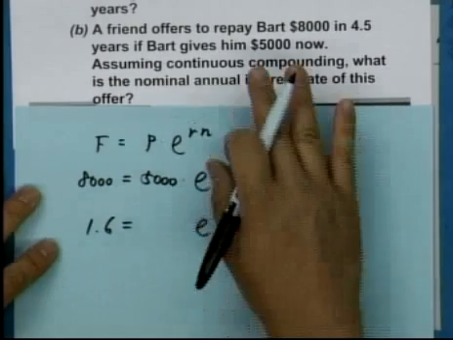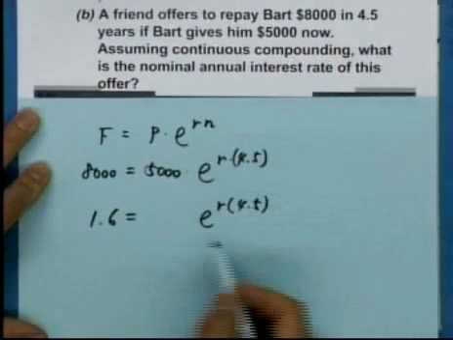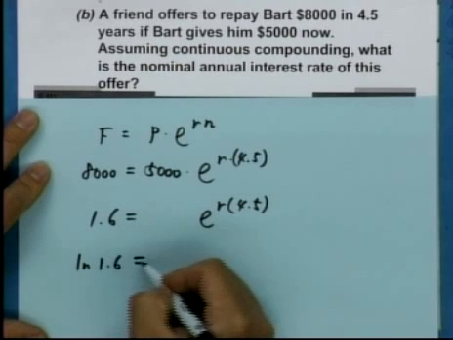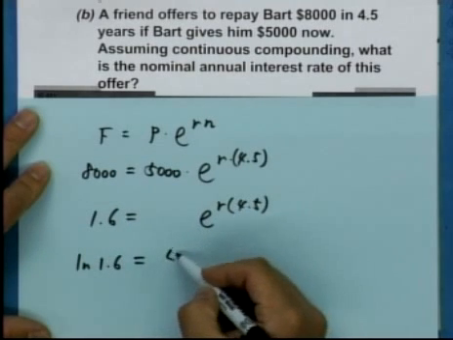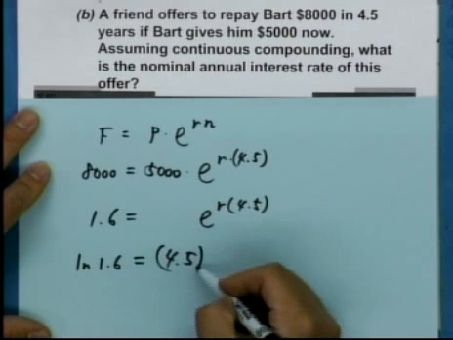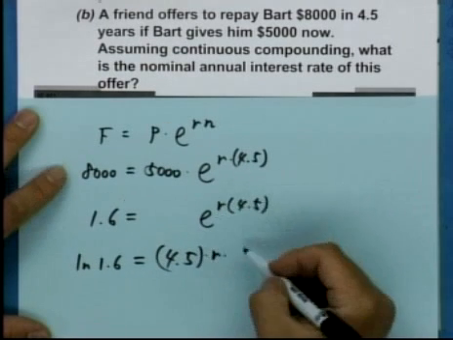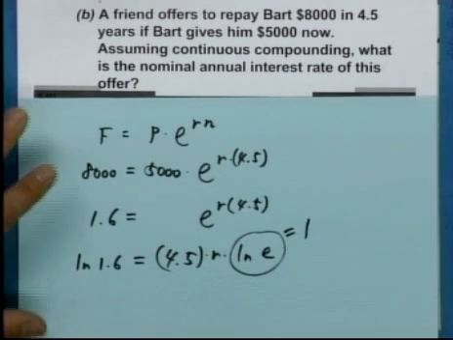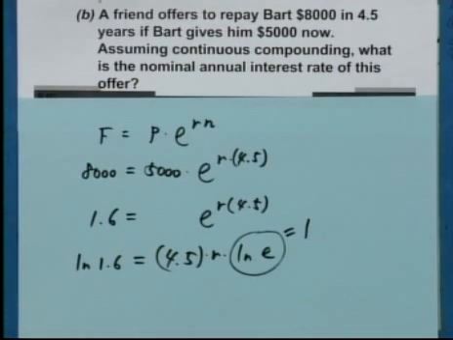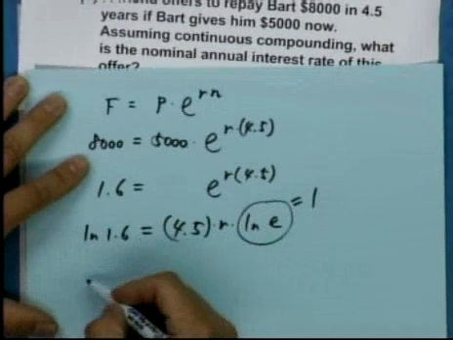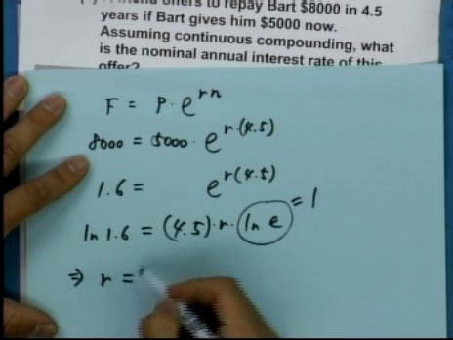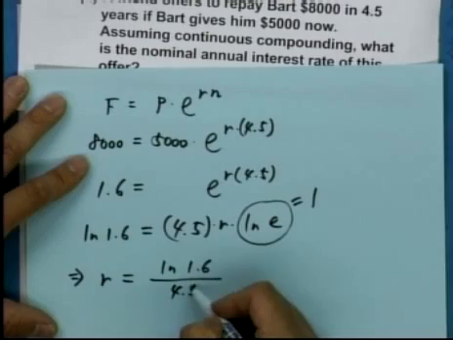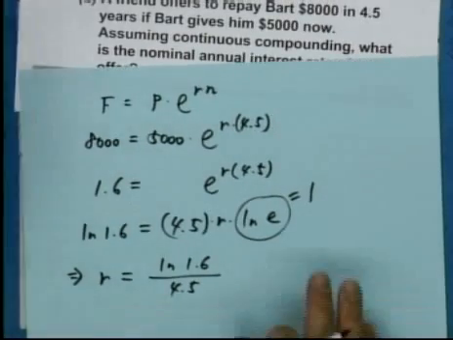So if you take the natural log on both sides, this becomes log of 1.6 equals 4.5 times R times log of e, and of course log of e becomes 1, right? So R equals log of 1.6 divided by 4.5. So what is this?